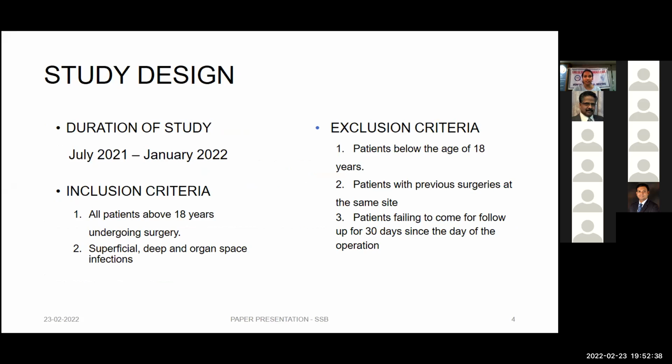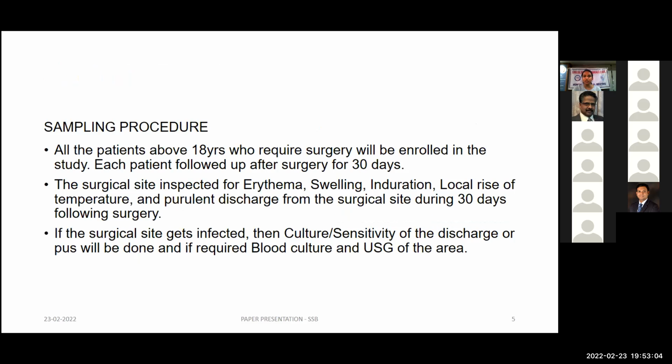The inclusion criteria being all patients above 18 years undergoing surgery in the department, which included superficial, deep, and organ space infections which developed later. Exclusion criteria is any patient below the age of 18 years, any previous surgeries at the same site, and patients failing to come for follow-up for 30 days after the surgery. The sampling procedure is all the patients above 18 years who required surgery were enrolled in the study, and each patient was followed up for a period of 30 days.